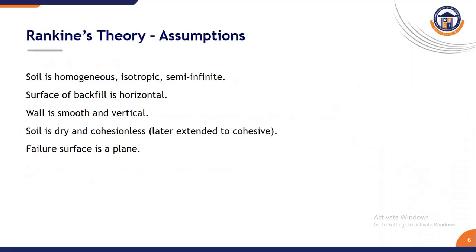And then assumptions of Rankine's theory. It is based on a few simplifying assumptions to make the calculation easier. It assumes that the soil is homogeneous and extends infinitely in depth, while the retaining wall is smooth and vertical, and the backfill surface is horizontal. Originally the theory was developed for dry and cohesionless soil, but it can also be extended to cohesive soil with modification.